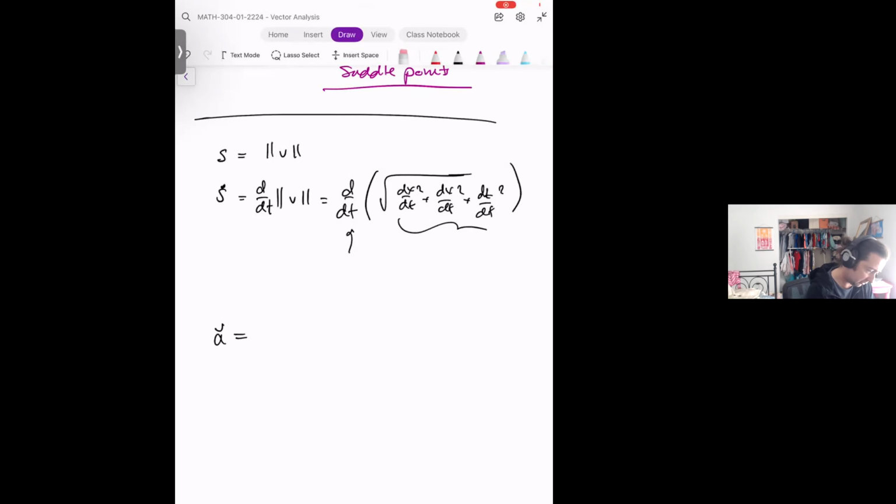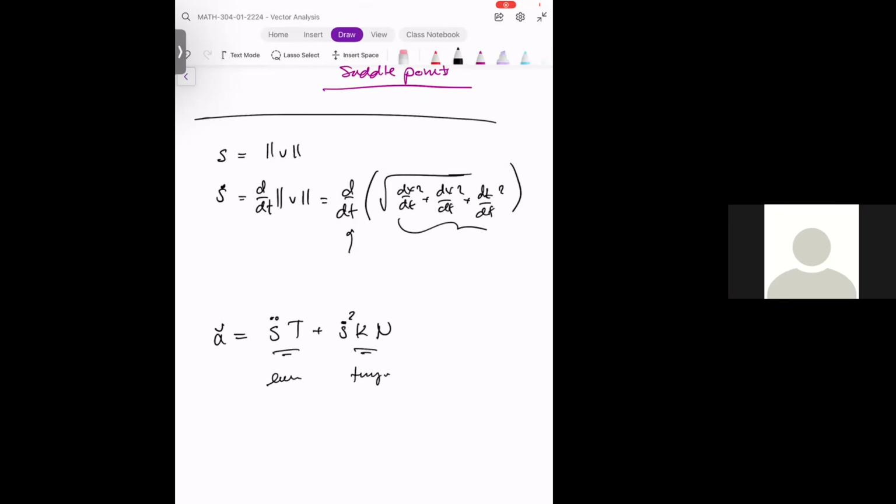Look at me totally remembering these. s double dot T plus s dot squared κ N. Yeah, this is the linear part, and this is the turning part. Okay, I see.